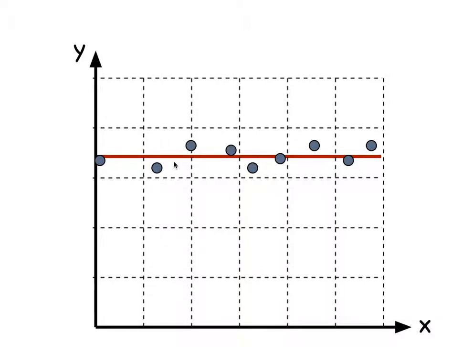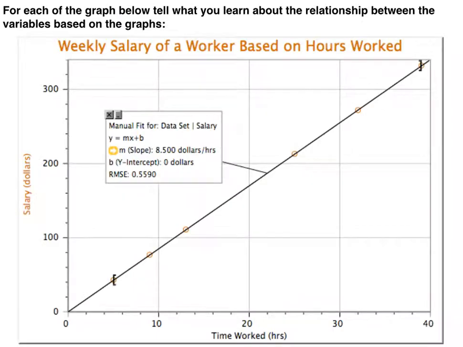The final graph type will be a no relationship graph. There are many times where one variable has no effect on another variable. This is known as no relationship. Your points will show a scatter about some average value. You do not curve fit this using the curve fit, but instead you go to the Analyze menu and you pick Statistics.